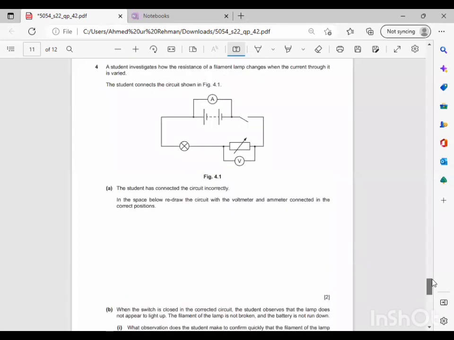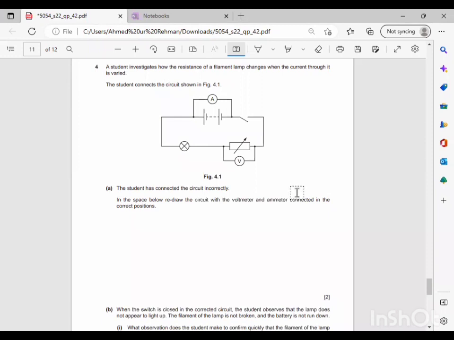Then what do we have? A student investigates how the resistance of a filament lamp changes when the current through it is varied. So this is a topic we did recently, right? So this is really going to help you revise those topics. The student connects the circuit shown in figure 4.1.